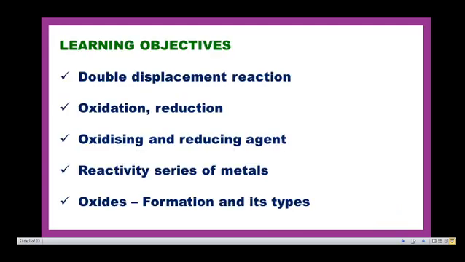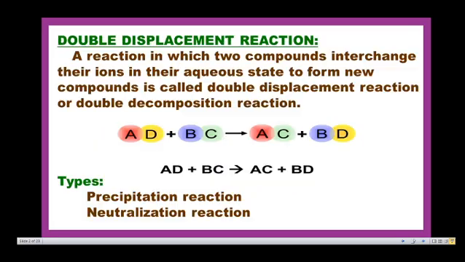So, in this chapter, today we are going to learn double displacement reaction, oxidation, reduction, oxidizing and reducing agent, reactivity series of metals and oxides, its formation and its types. Let us discuss one by one.